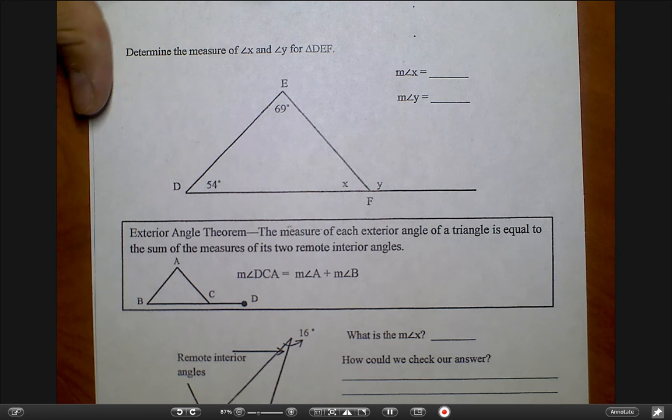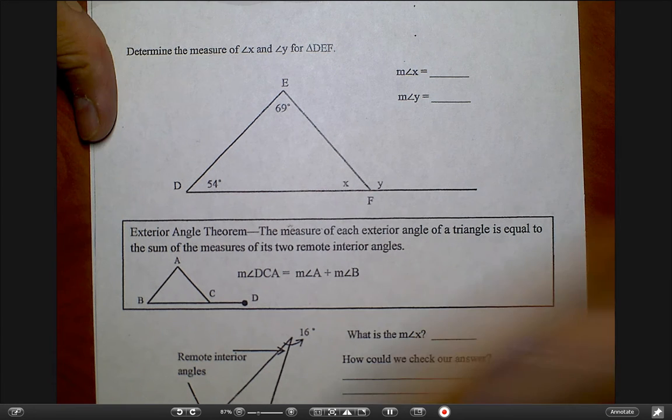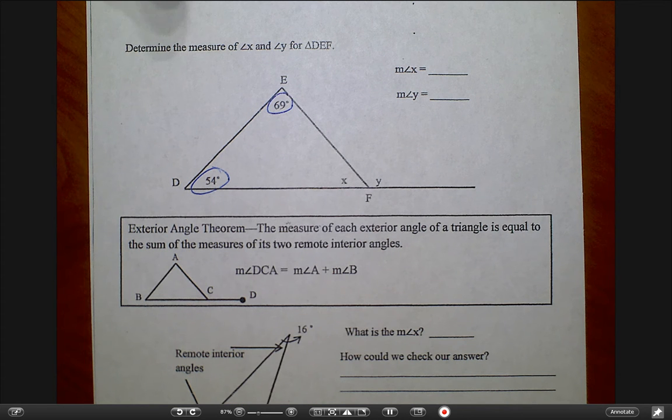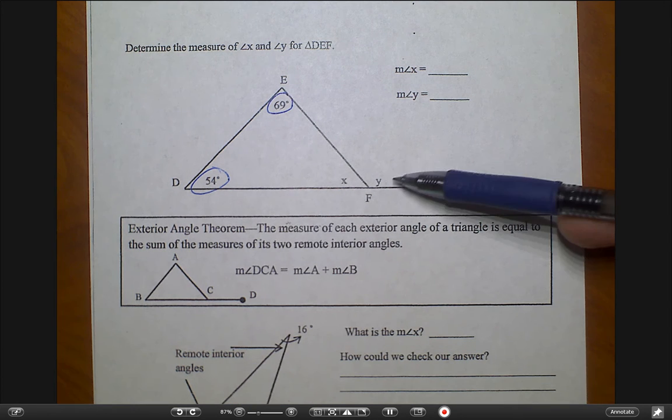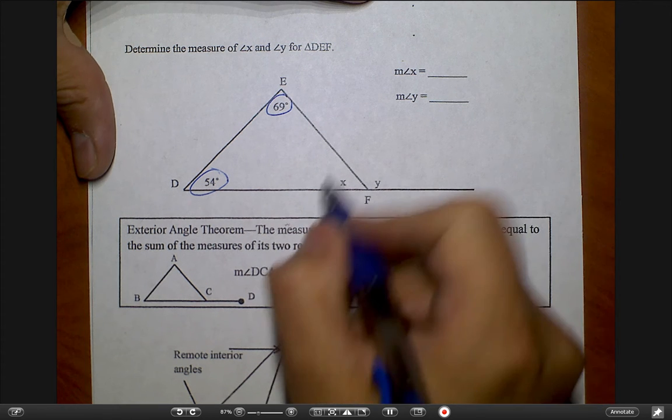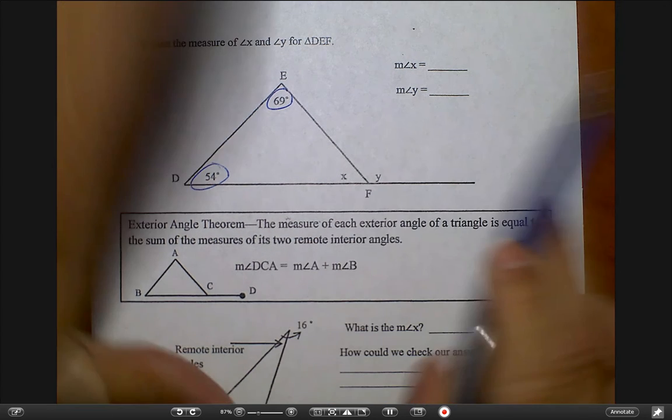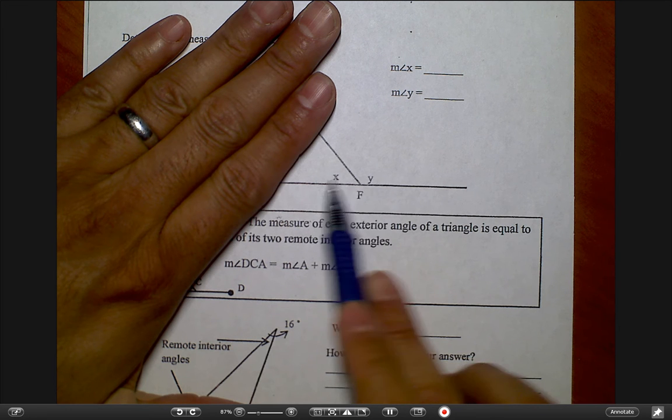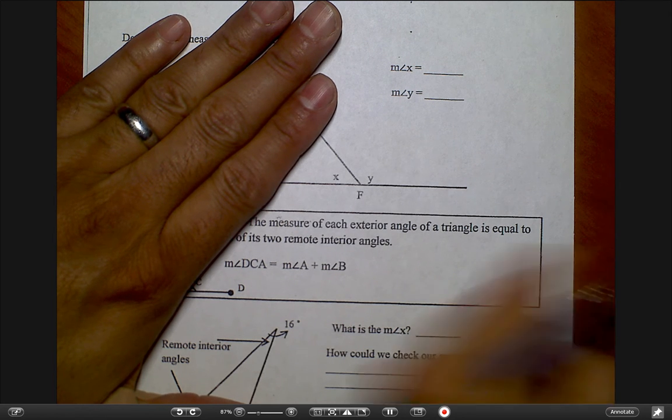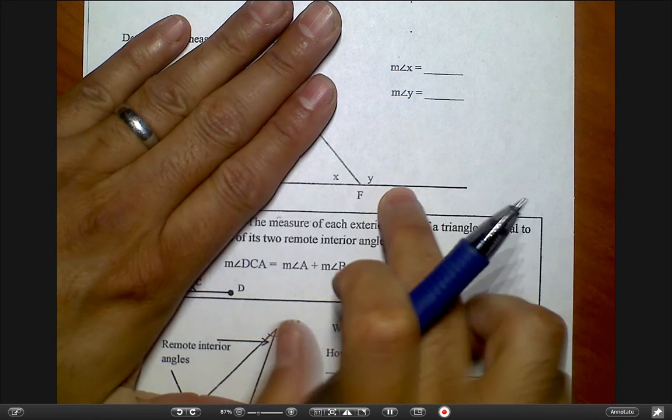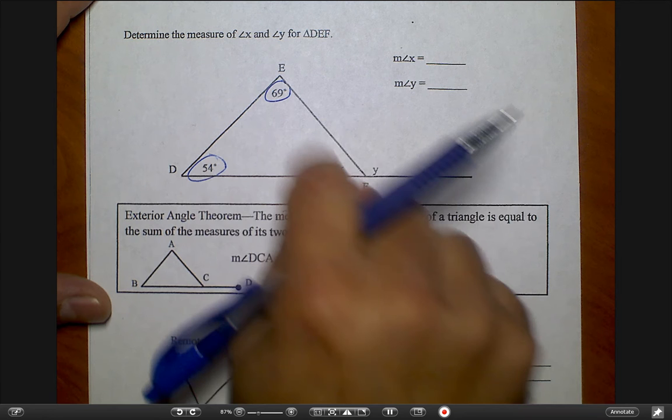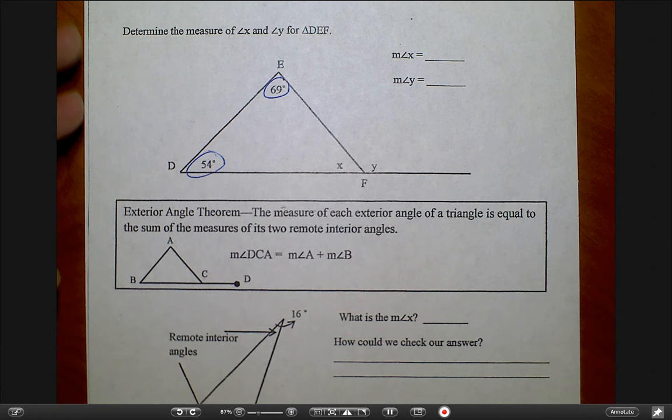So inside the triangle, I'm going to have 69 and 54. On the outside, I'm going to have y. So we have y on the outside and x on the inside. We know that these two angles right here have to add up to 180, because that's a straight line. But these right here, all three, also add up to 180.